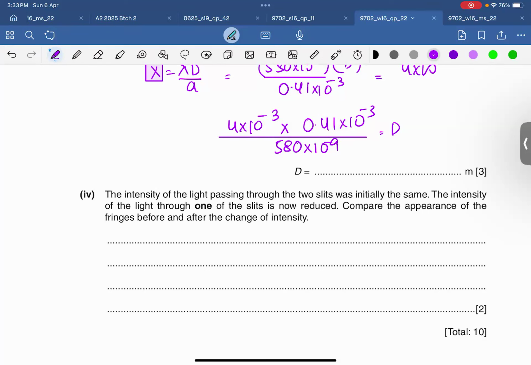The intensity of the light passing through the two slits was initially the same. The intensity of the light through one of the slits is now reduced. Compare the appearance of the fringes before and after the change of intensity.